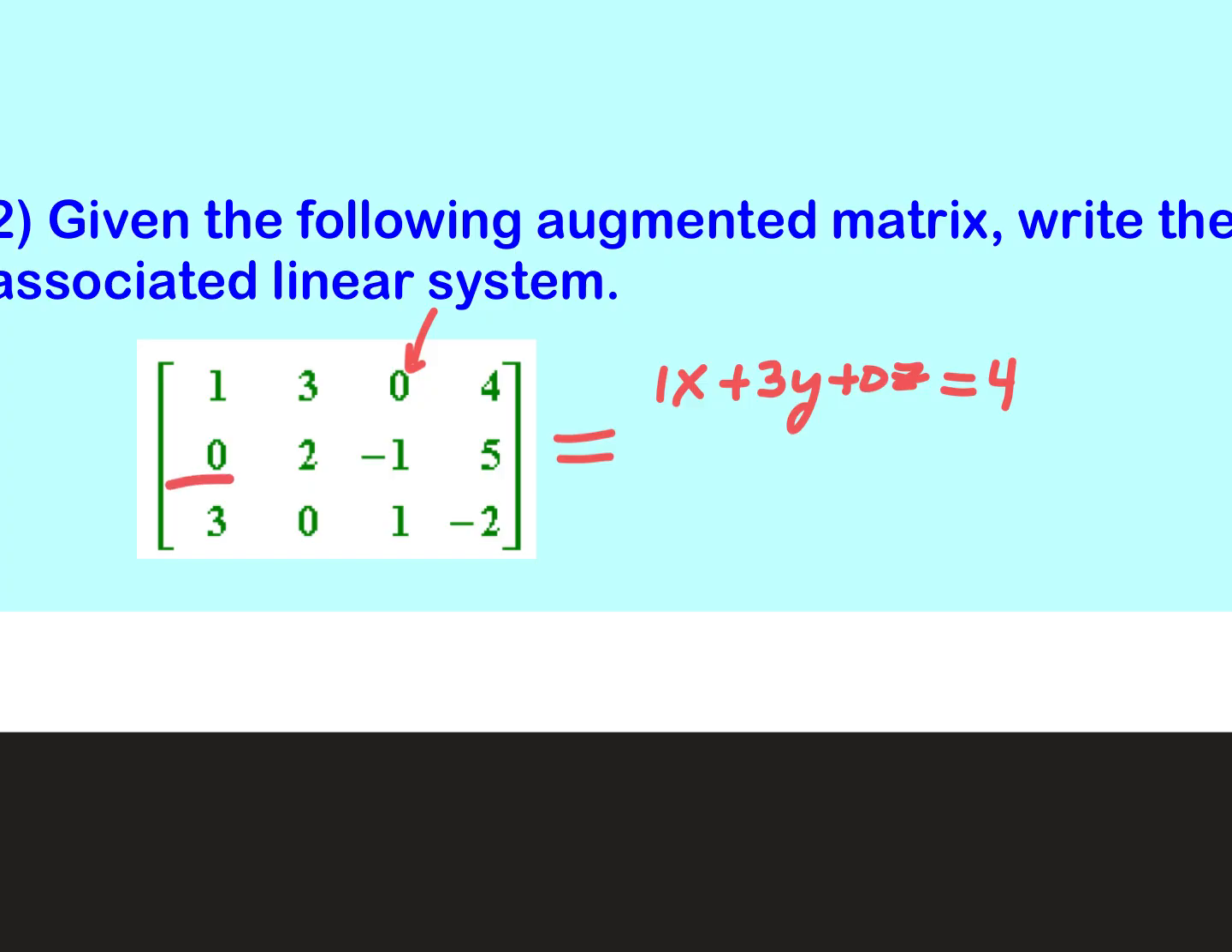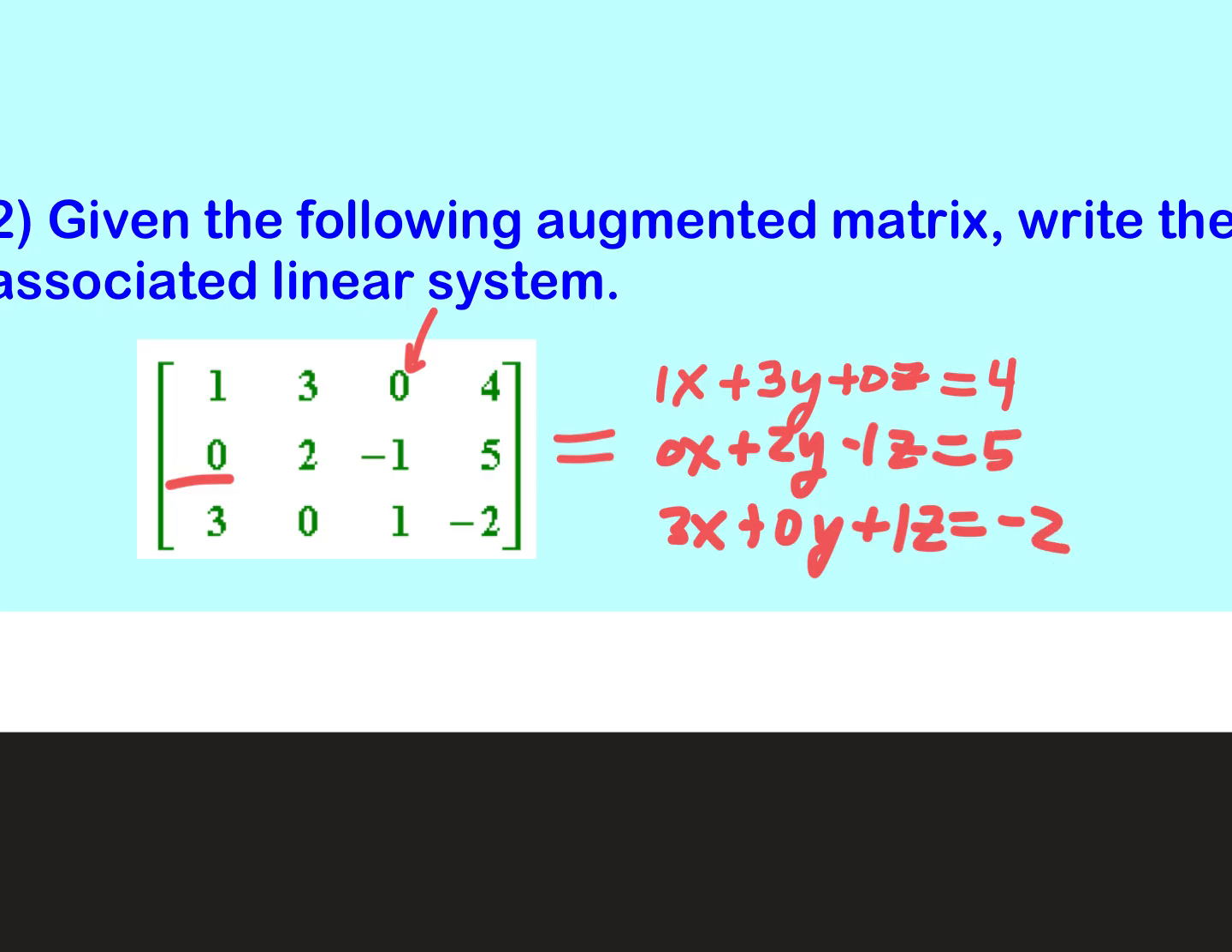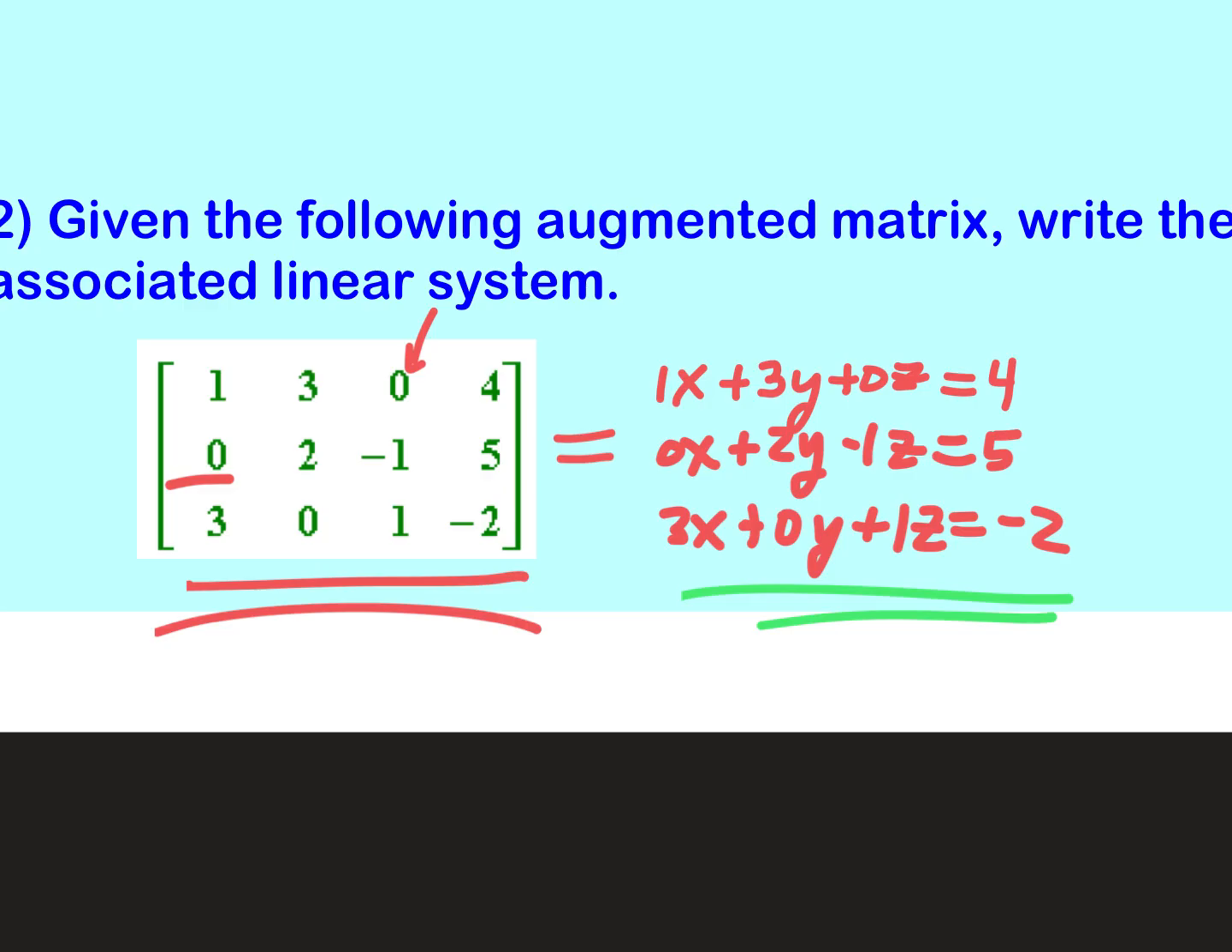And this would be 0 x's, but you could just not write it because 0x means 0, plus 2y minus 1z equals 5. And last but not least, 3x plus 0y plus 1z equals negative 2. So you can take a matrix and know what they meant for the equations for it. All right.